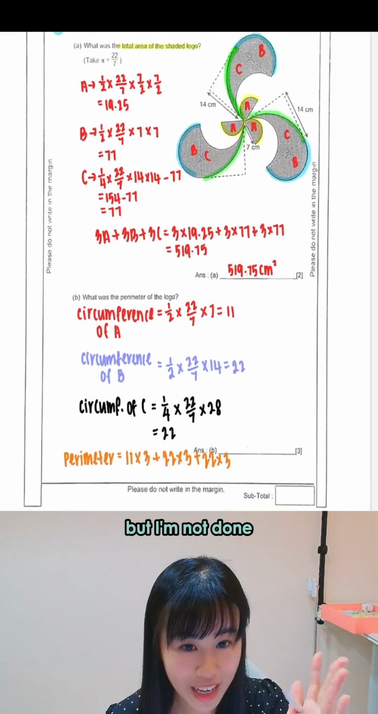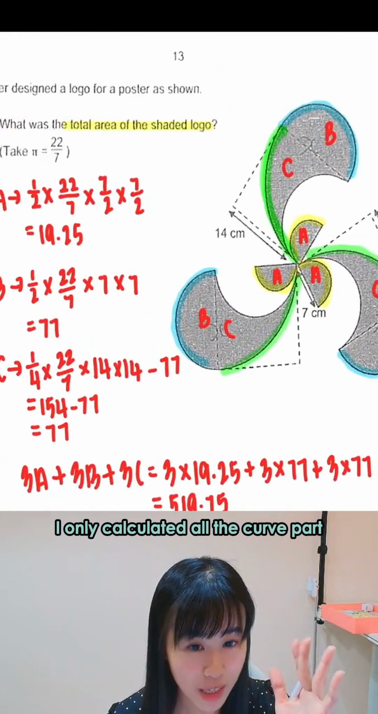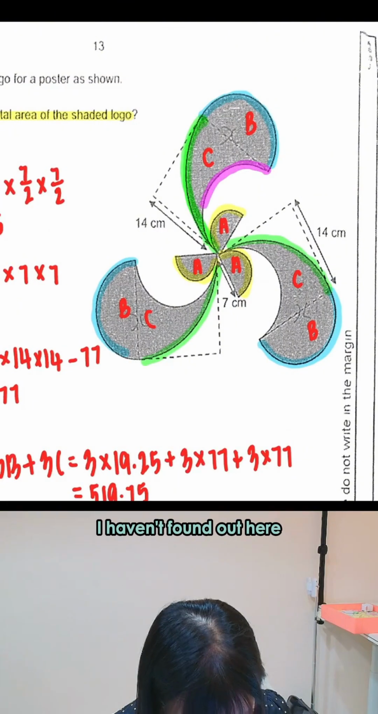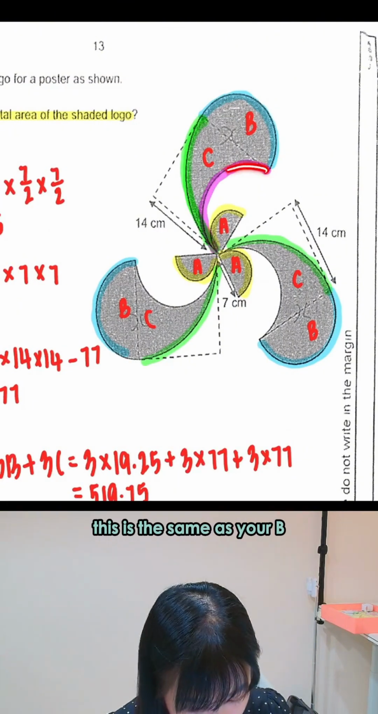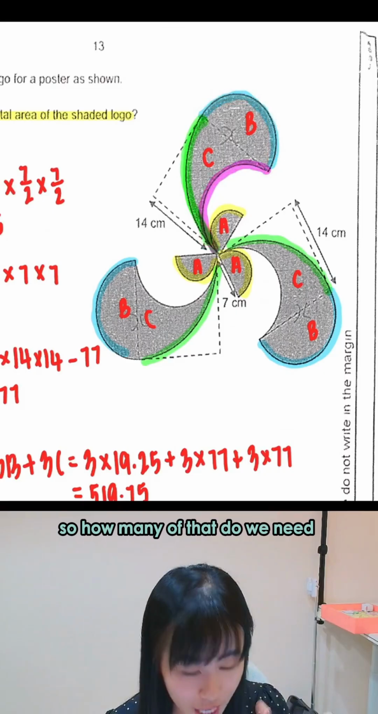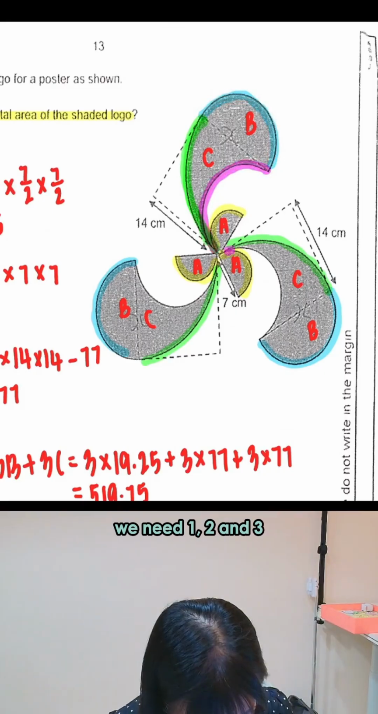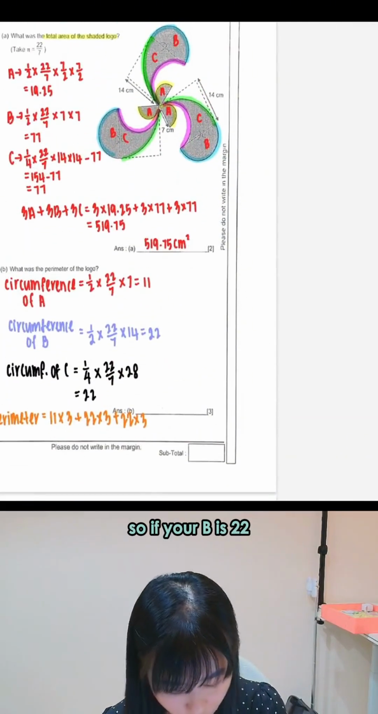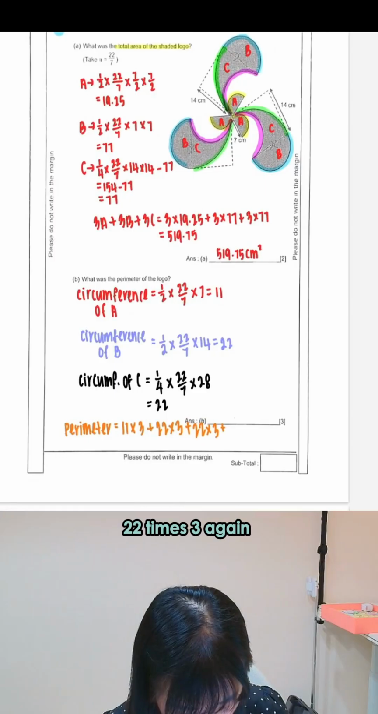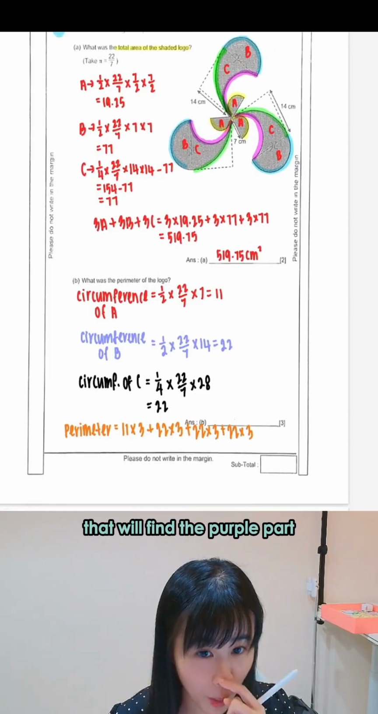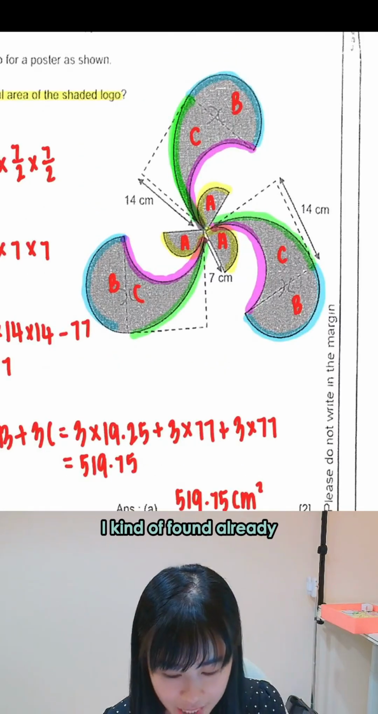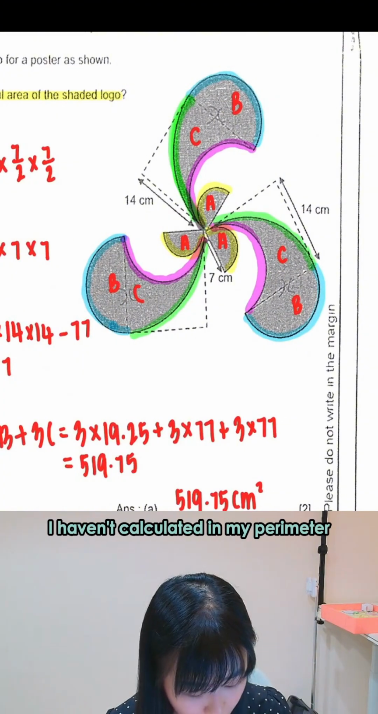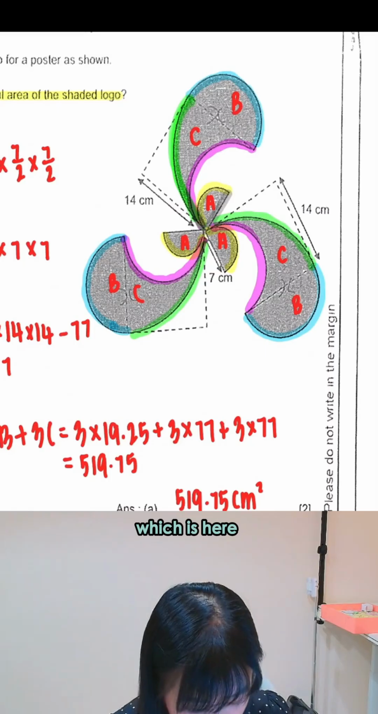But I'm not done. Now I have only calculated part of the curve. There's another curve part I haven't found, not here. Just now I told you this is the same as your B, right? So how many of that do we need? 1, 2, and 3. So we need 3 more B's again. If your B is 22, then 22 times 3 again will find the purple part. So I highlighted all the parts that I found already, but there are still some parts I haven't calculated in my perimeter, which is here, here, and here.